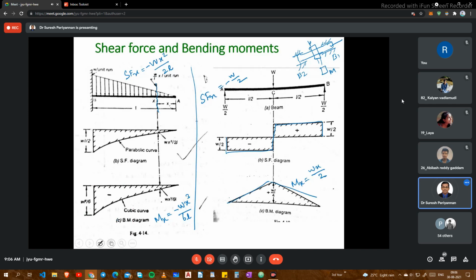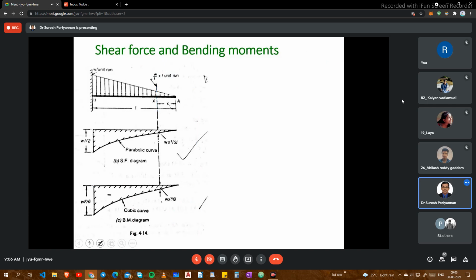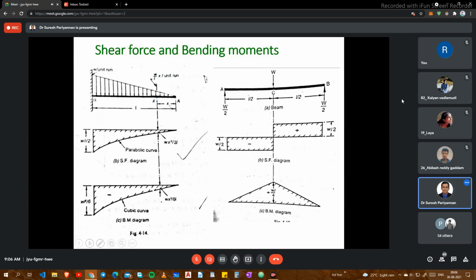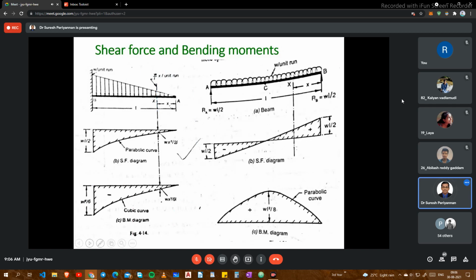Now I erase this, because I have to write the equation in the same slide. I put a moving slide here. Now this is the simply supported beam with uniformly distributed load.